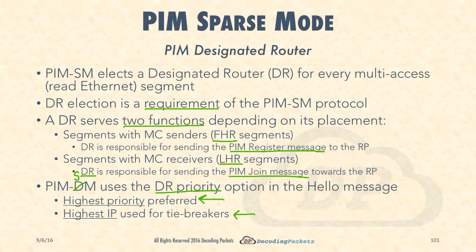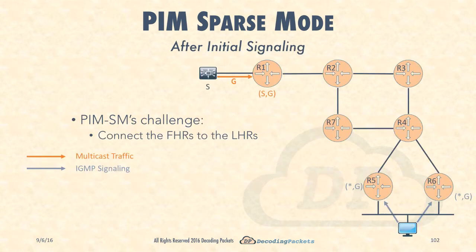And that's all there is to know about the DR. So in our particular topology, if you look at the last hop segment, that is R5 and R6, you see that there are two PIM routers that can carry the PIM signaling from this last hop segment.